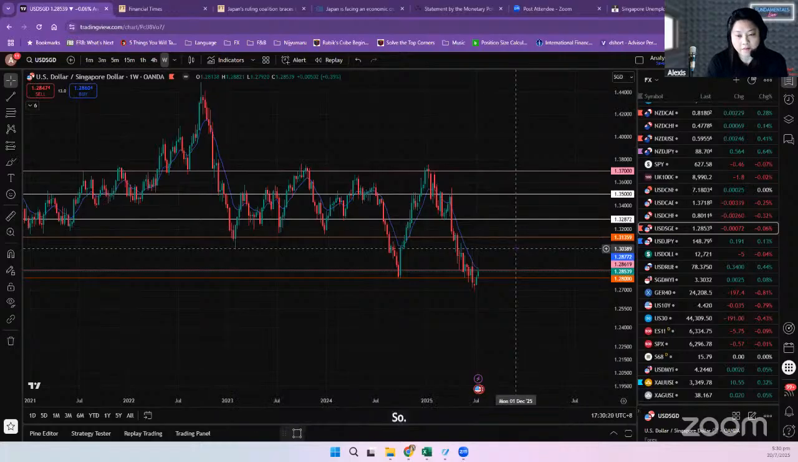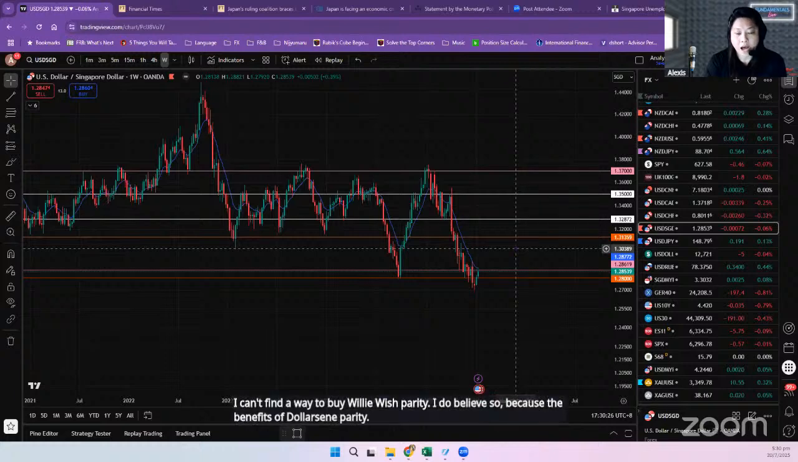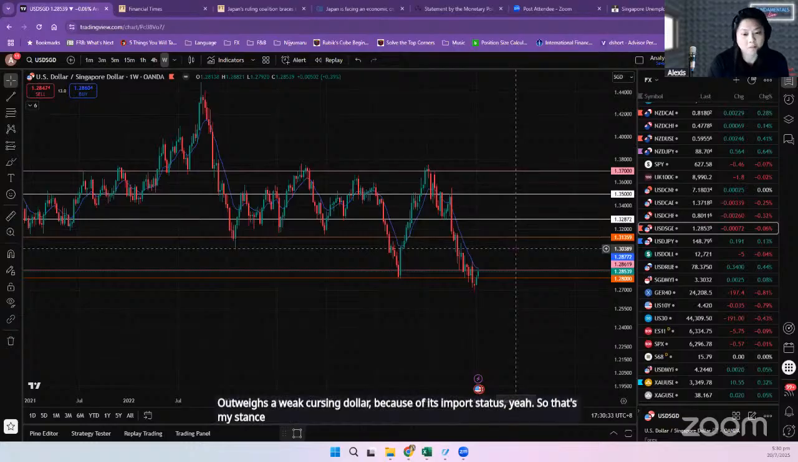So dollar Sing is not my favorite currency pair at this point. I can't find a way to buy. Will it reach parity? I do believe so, because the benefits of dollar Sing parity outweigh a weaker Sing dollar, because of its import status. Yeah, so that's my stance. I agree with you long term; short term, I don't agree with you.